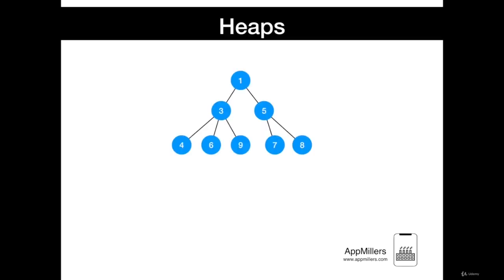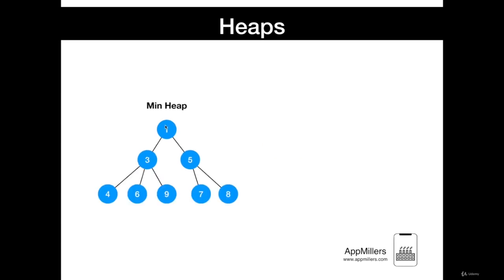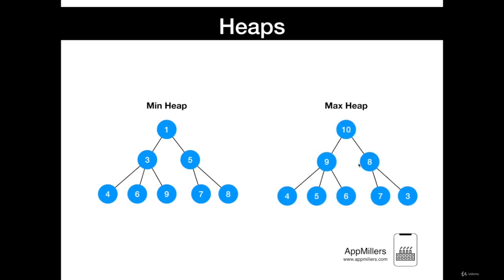Heaps. A heap is a special case of the balanced binary tree data structure where the root node is compared with its children and arranged accordingly. Based on this criteria, a heap can be of two types. Minimum heap, where the value of the root node is less than or equal to either of its children. And the second one is maximum heap, where the value of the root node is greater than or equal to either of its children.